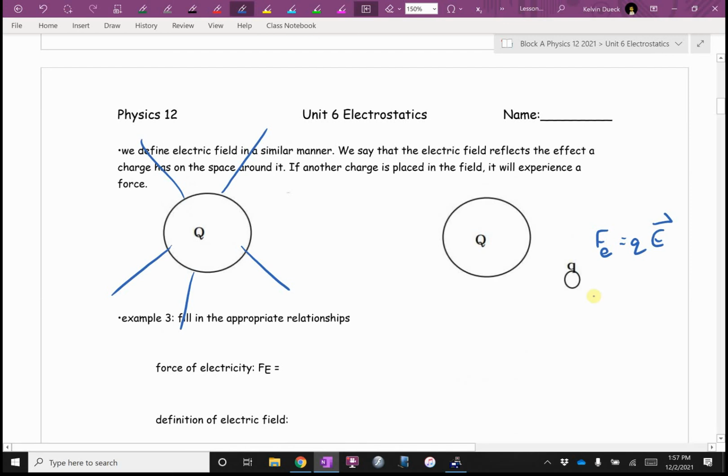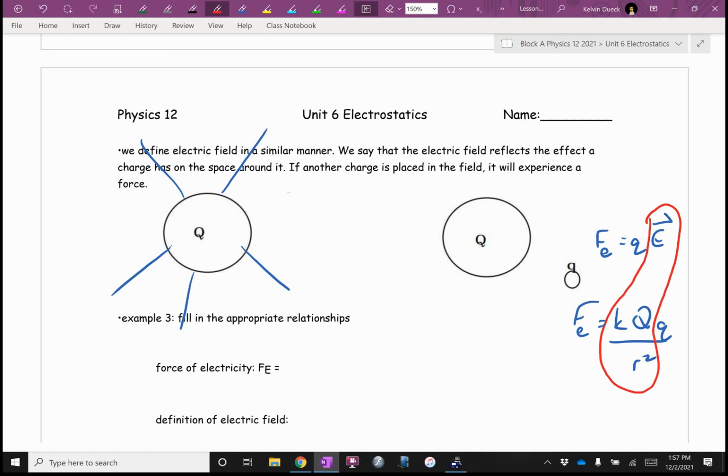Oh, and it's also going to be K, big Q, little q over R squared. That's Coulomb's law that we did last lesson. Oh, Mr. Duick, I guess that means that another way to calculate electric field, those two things must be the same, because little q multiplying by the same thing gives you the same answer.